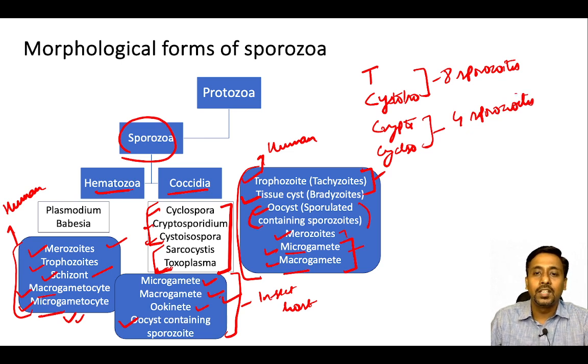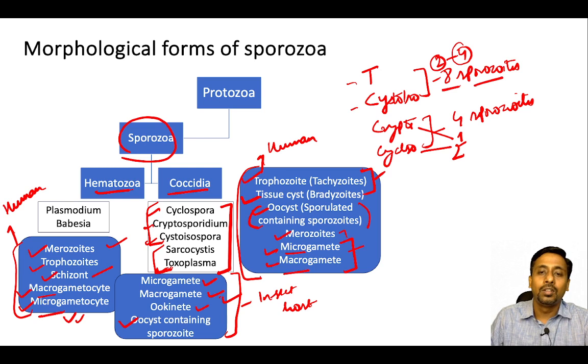Okay, but again the difference between cryptosporidium and cyclospora is the number of sporocysts. In cyclospora the number of sporocysts is 2, whereas in cryptosporidium the number of sporocysts is 1. That means in this case one sporocyst contains 4 sporozoites, in this 2 sporocysts, that means one sporocyst contains 2 sporozoites, that is a total of 4 sporozoites. However, in them there are 2 sporocysts which contain 4 sporozoites each, so a total of 8 sporozoites are seen in them. So this is a difference, and they also differ in size.